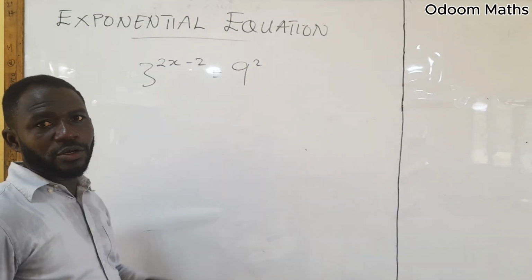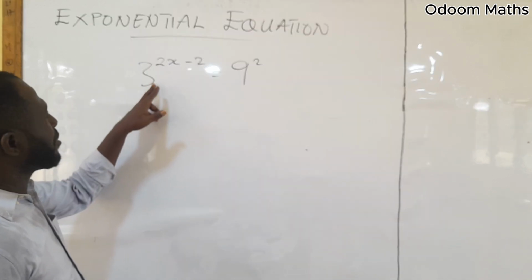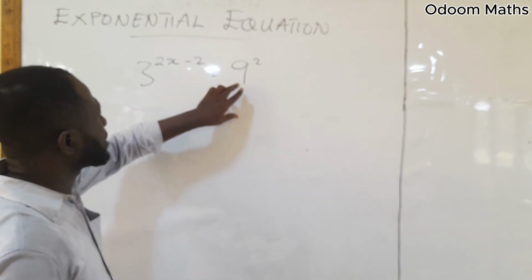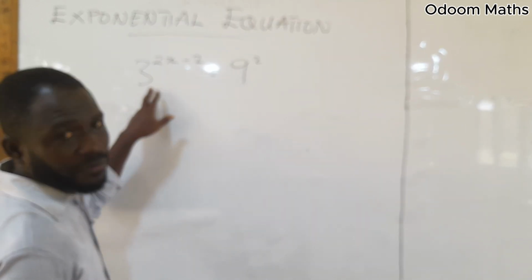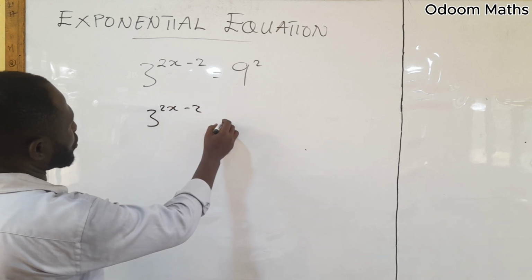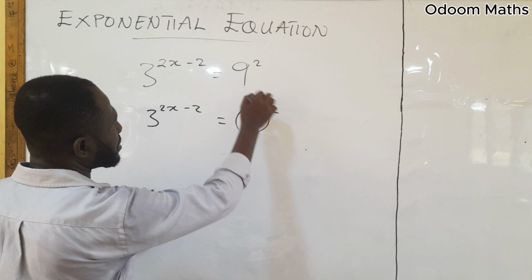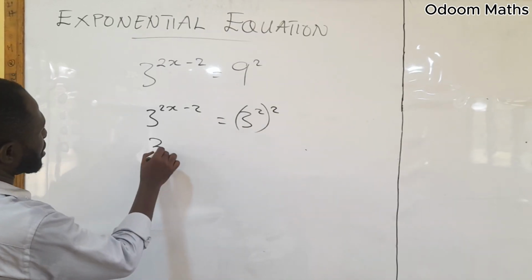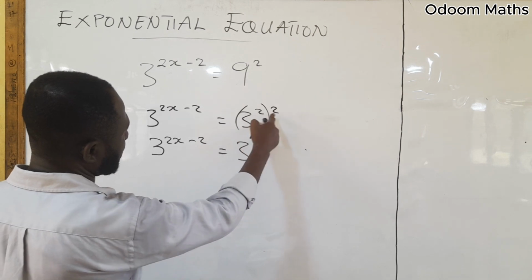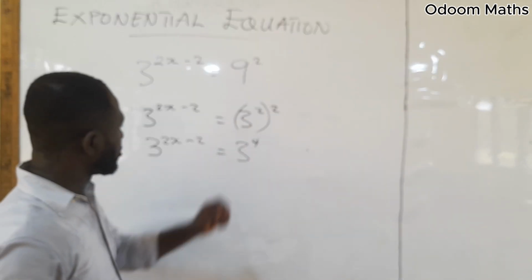Okay, let's look at this also. So this is having a base of 3 and then a power of 2x minus 2 equal to 9 having a power of 2. So let's try to change this 9 to a base of 3 with a certain power. So 3 to the power 2x minus 2 equals 3 to the power 2. That is going to give you 9. Then with this 2 also here, 3 to the power 2x minus 2 becomes 3 to the power 4, because this is the third law.